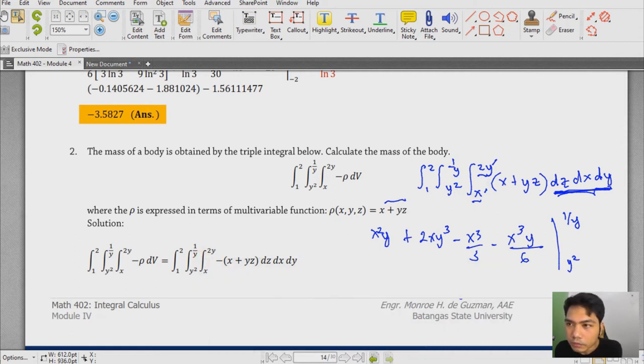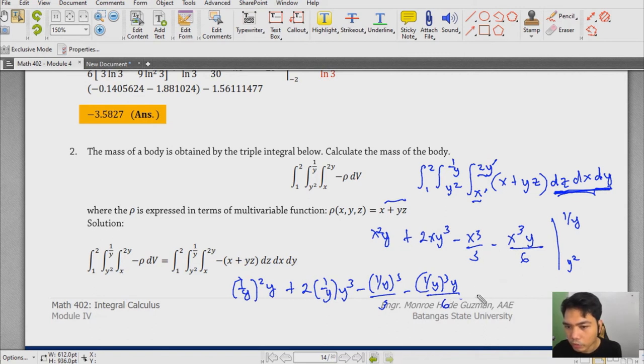So ito, let's integrate na lang siguro. So we have, or substitute, x or 1 over y. So we have 1 over y squared y plus 2 times 1 over y cubed minus 1 over y cubed over 3, and then minus 1 over y cubed y over 6, and then minus y squared y minus 2 times y squared y cubed minus y squared cubed over 3. So actually that should be plus, and then plus y squared cubed y over 6.